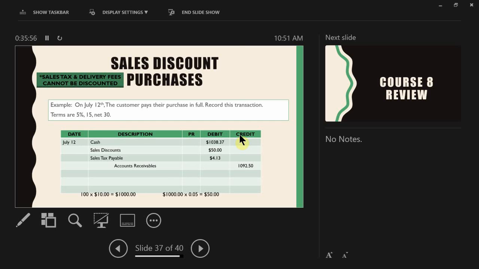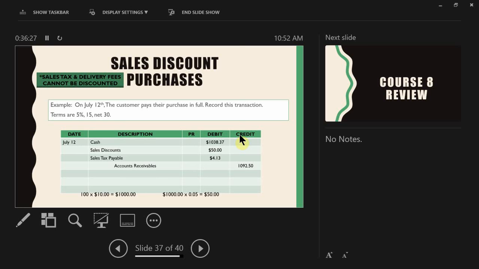If we can only discount the product that we sold, from our previous one, we sold 100 baseball hats at $10 each. So our total sales was $1,000. So in this case, I can only take the discount off of the $1,000. My discount here was 5%, okay? So 5% of $1,000 is $50. So my discounted amount is $50.